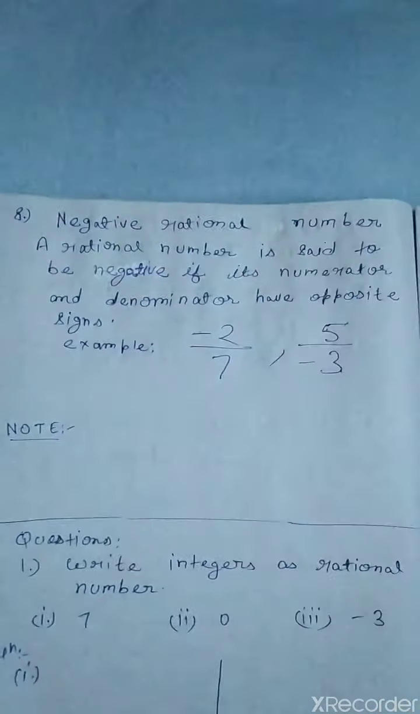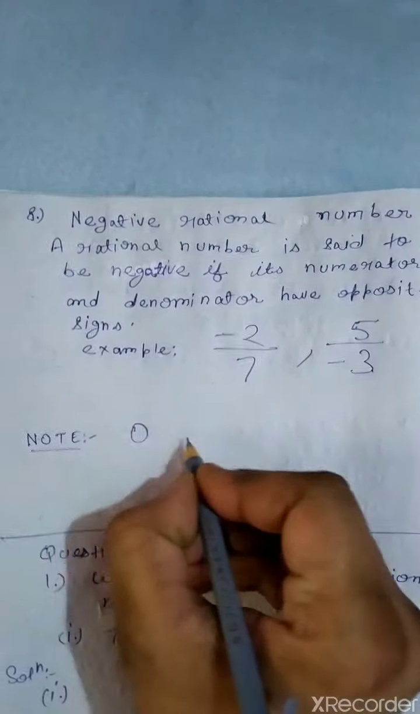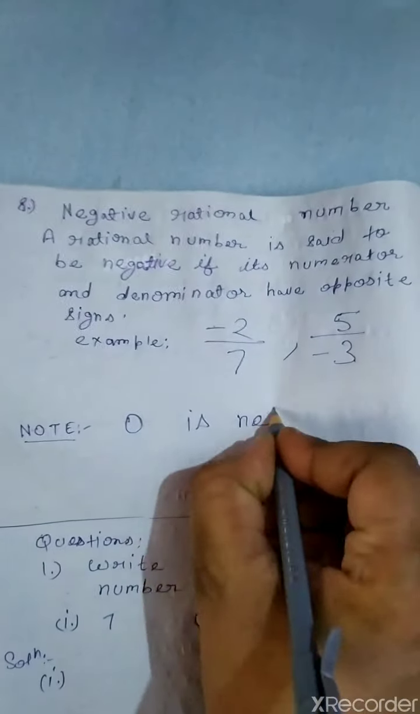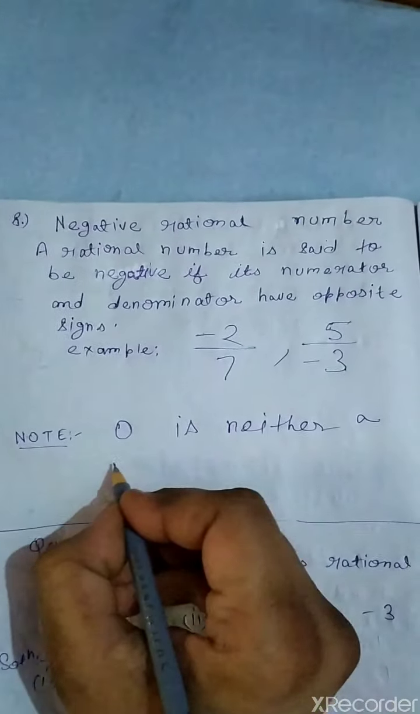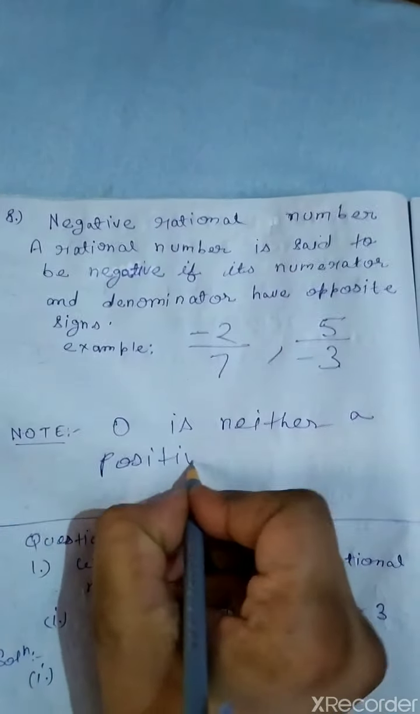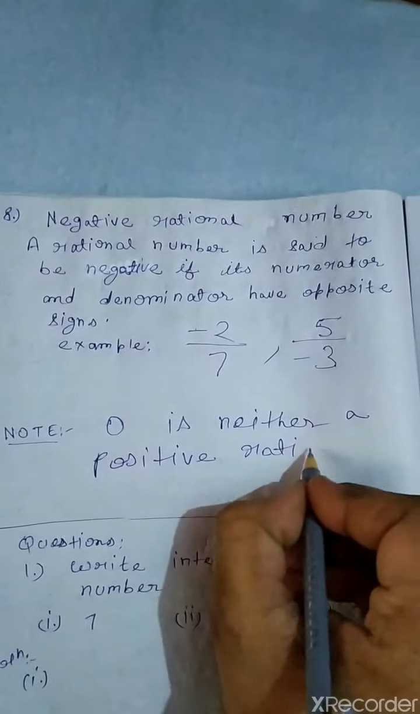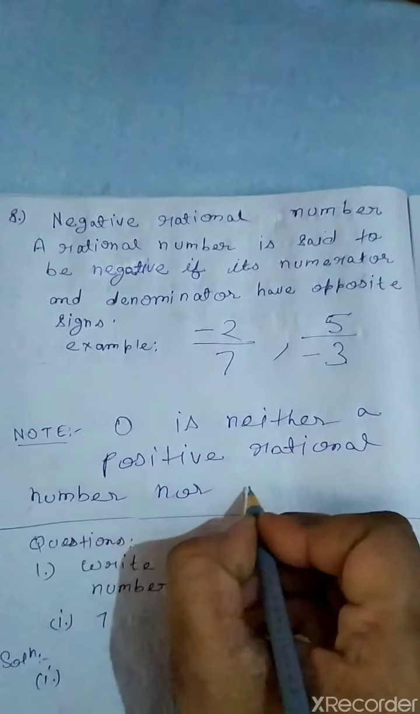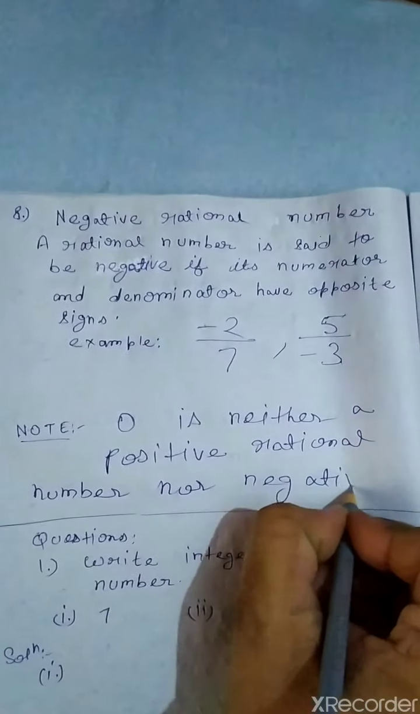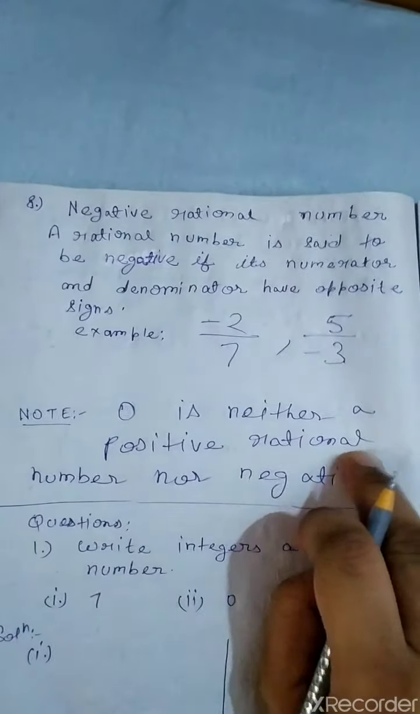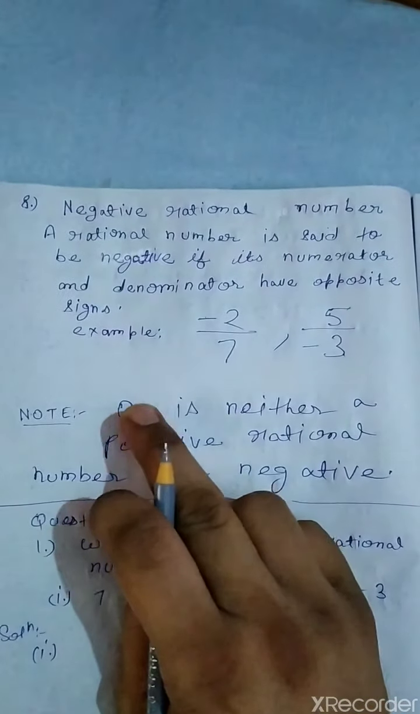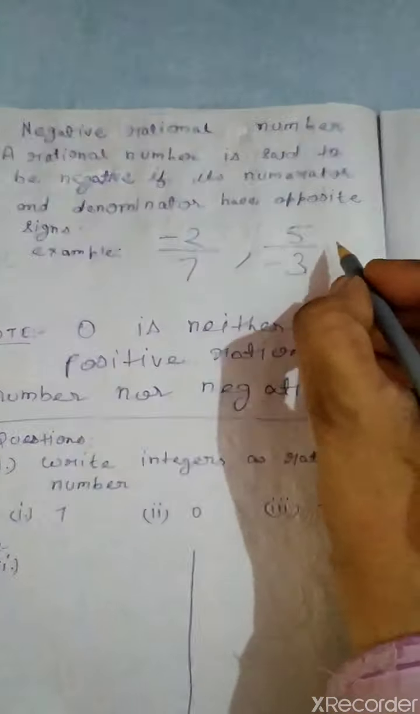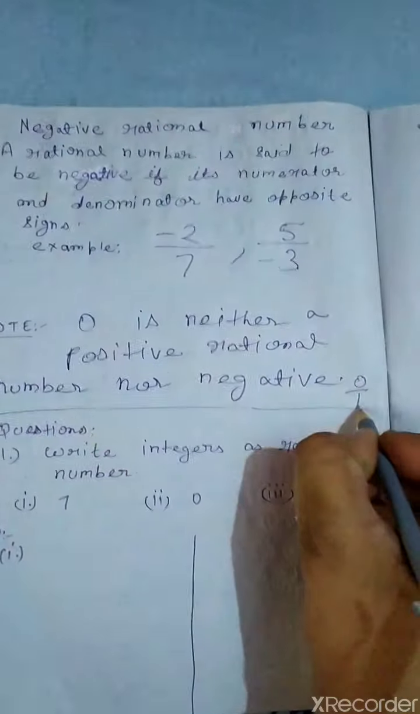Now note about 0: 0 is neither a positive rational number nor negative. 0 is neither a positive rational number nor a negative rational number, but it is a rational number because you can say 0 by 1. 0 by 1 is a rational number. You may say any number like 0 by 1 is a rational number.